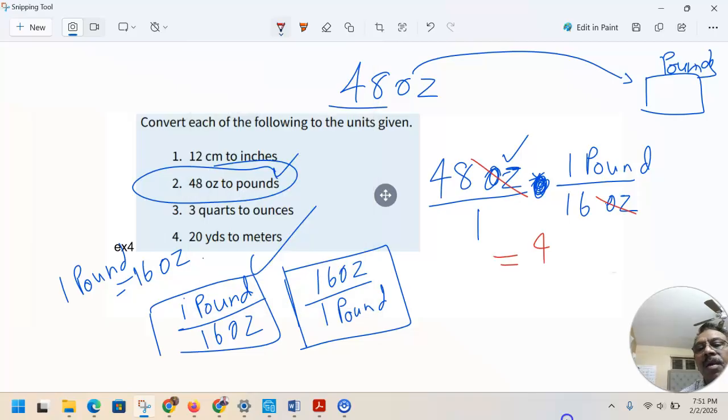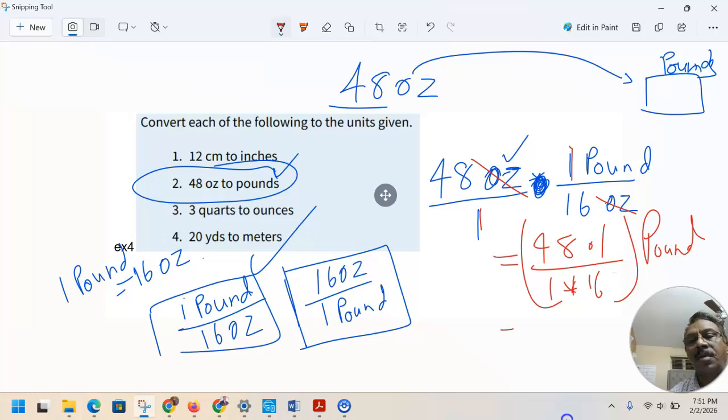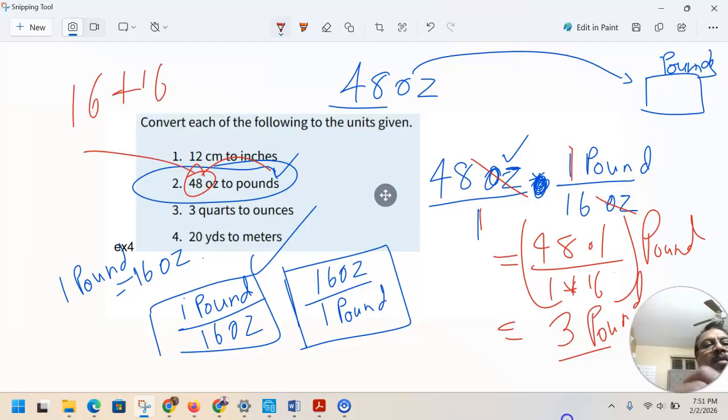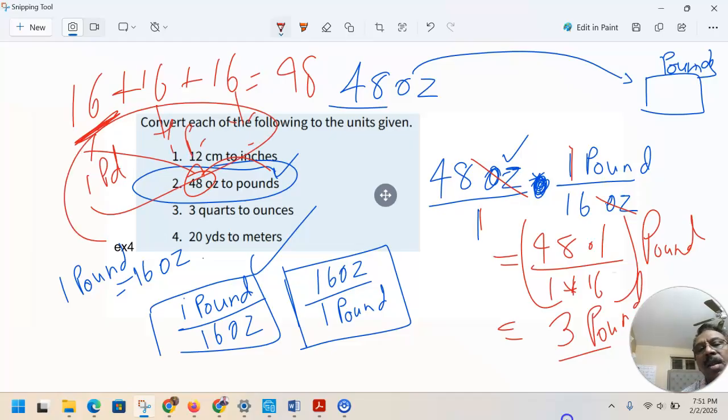And what I'm left with is 48 times 1 divided by 16. Use the calculator. The answer will be in pounds. Of course, with common sense, you know the answer is already pounds. Many of you will say, hey, 48 basically means 16 plus 16 plus 16, right? Each 16 ounce would be 1 pound, another 1 pound, another 1 pound. So there are 3 pounds. So that's a shortcut, but not all the time is it possible to do.